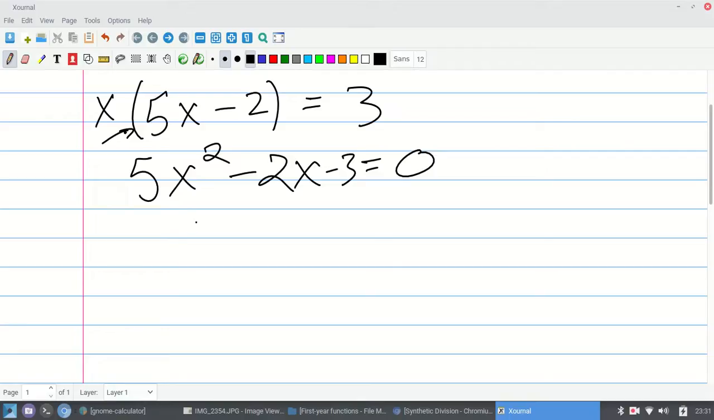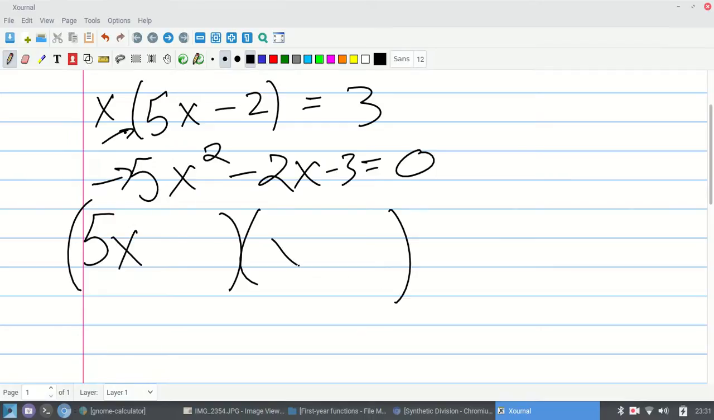Now, I need to see if this is factorable, right? So I'm going to put a set of factors. 5 is a prime number, right? So you know that one of the factors has to have 5x, the other one has to have x. 3 is also a prime number. So one of them has to have a 3, and the other one has to have a 1. But I don't know if this orientation is good, right? Watch this.